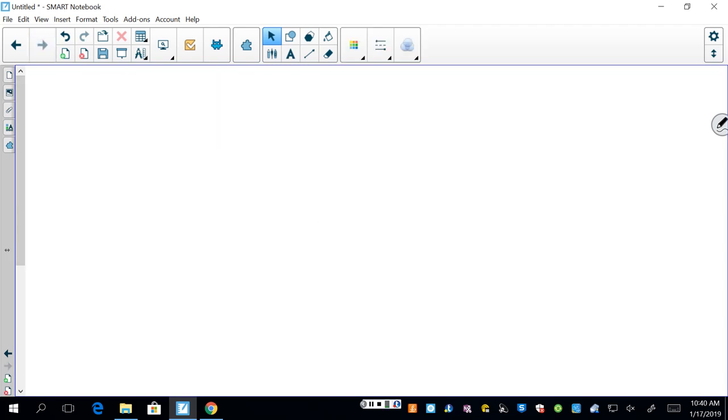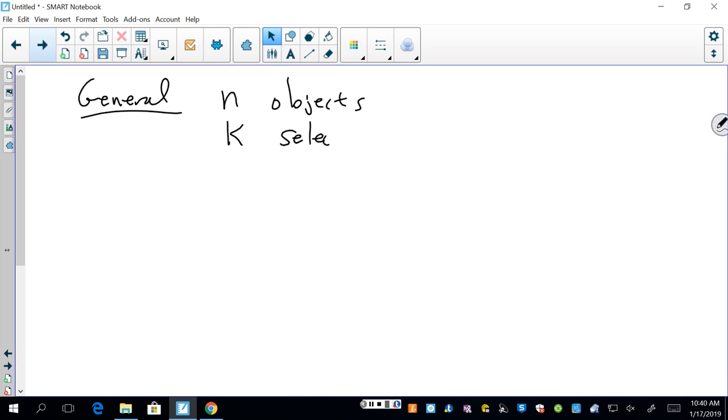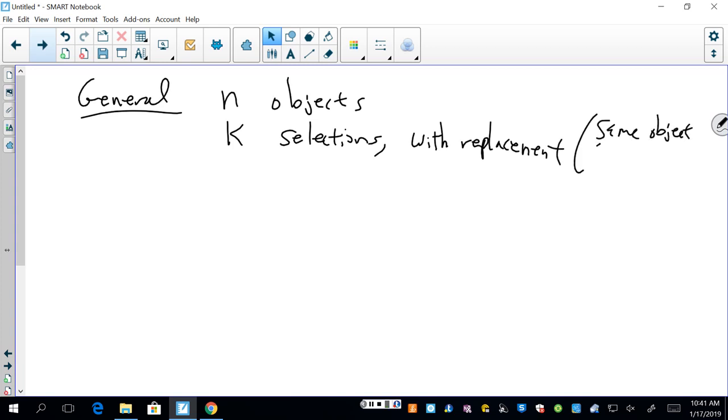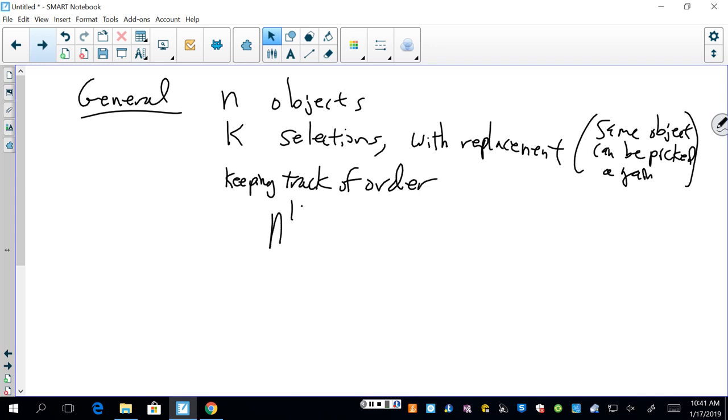In general, the general formula, if you have n objects in your sample space, and you're going to do k selections, and these selections are done with replacement, so that you can pick the same one every time, so the same object can be picked again. Without replacement, we mean we pick it and then not use it again, right? And we are keeping track of order. Then there's n to the k number of possible sequences.